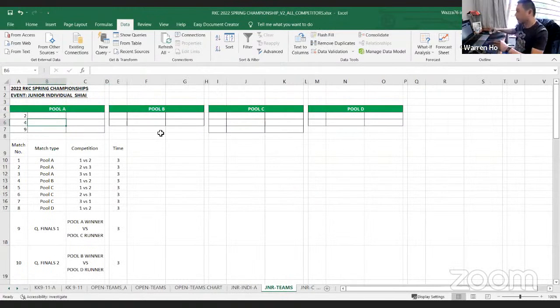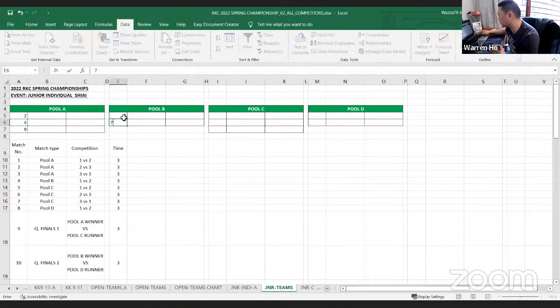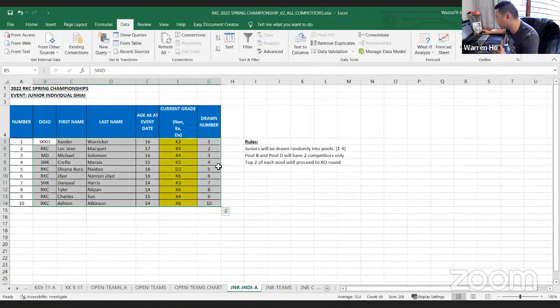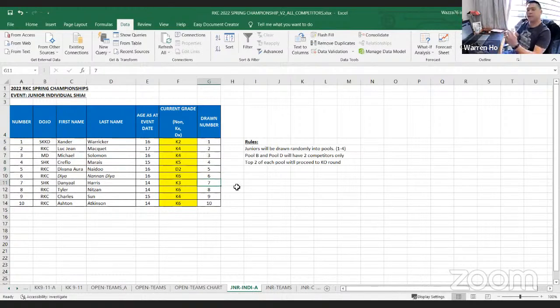Alrighty, so Pool B only has 2 members, and that will be 7 and 5. 5 and 7. I don't know who they are. I forgot anyway. Not Dory. 5 and 7 is Aura and Daniel. Okay, you guys will have 1 competition. Both of you will proceed to the semi-finals.